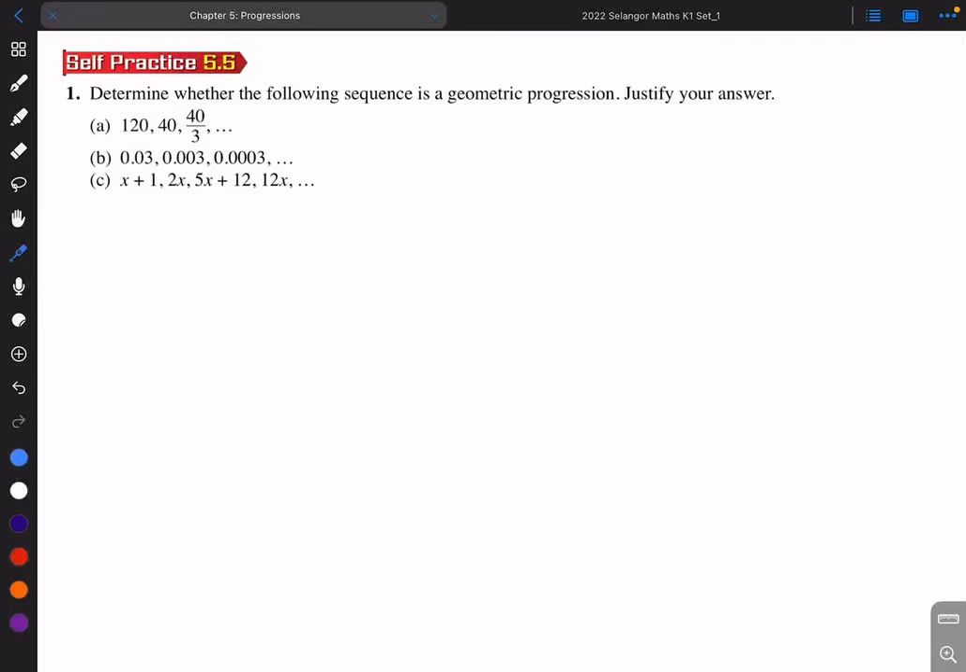Self-practice 5.5, question 1. Determine whether the following sequence is a geometric progression and justify your answer. If it's a geometric progression, the R would be the same. So the ratio of this to this will be the same as this to this. The formula to find R is either T2 over T1 or T3 over T2 or T4 over T3 and so on. Here this is our T2, this is our T1. Let's find the R.